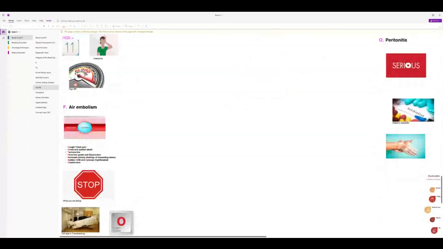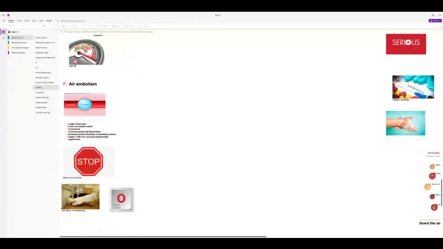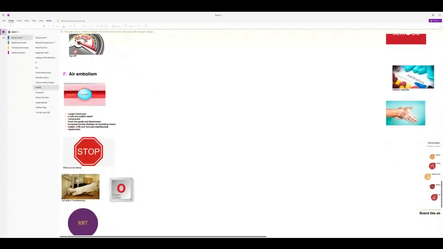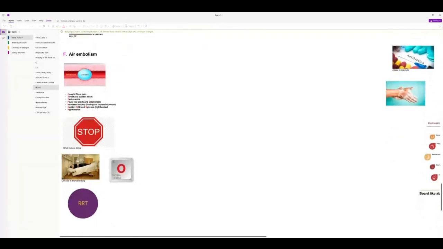So sudden shortness of breath and syncope. Stop what you're doing, put them in the left side Trendelenburg, put some O2 on them, call a rapid.